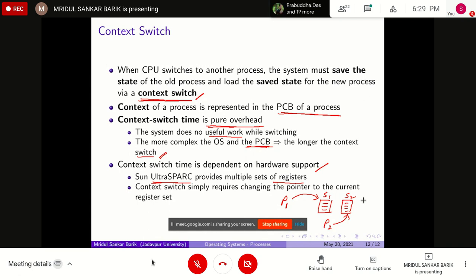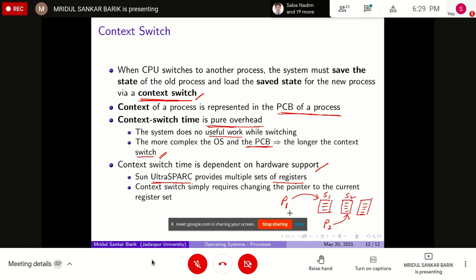So the number of whiteboards you have will actually increase the performance, that means it will decrease the context switch time, right? The Sun UltraSPARC processor has a number of such register sets in the processor itself. So context switch simply requires changing the pointer to the current register set.